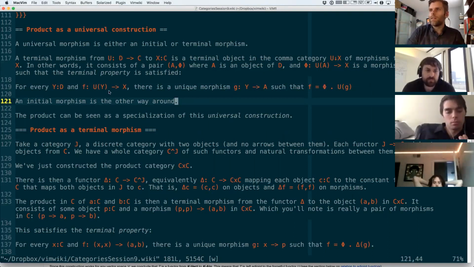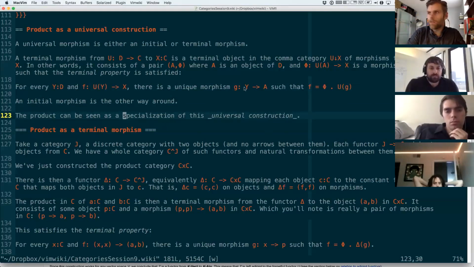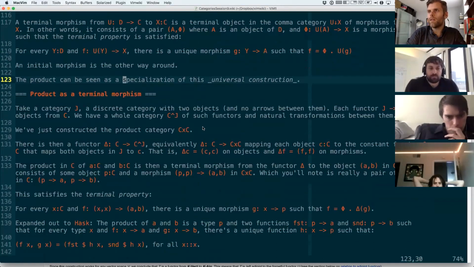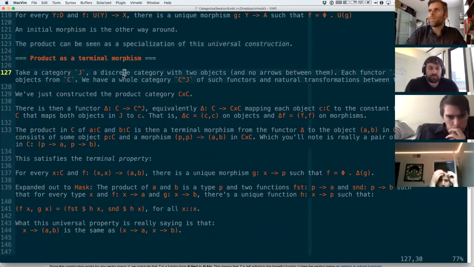and our universal morphism is at the top, where all the arrows go out of it rather than into it. Okay. So the product that we looked at can actually be seen as a specialization of this situation that we're looking at here, this universal construction. And so how do we do that? Well, let's look at the product as a terminal morphism.